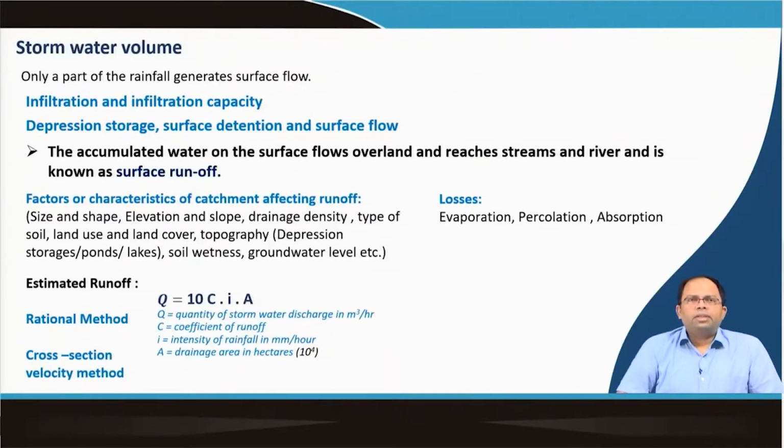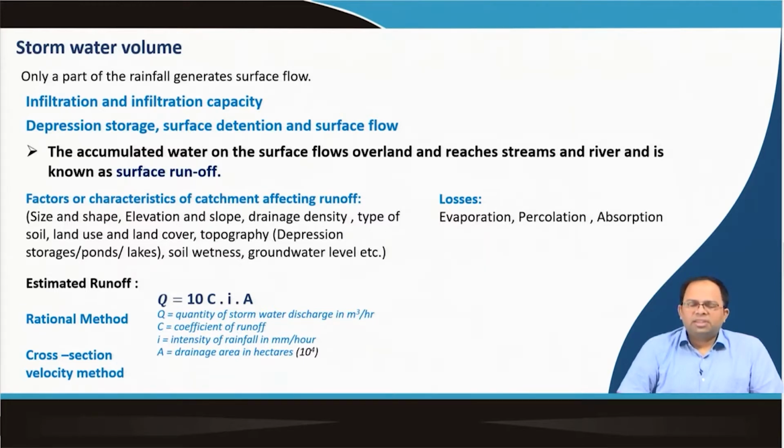So, when we try to determine stormwater volume, we have to understand that only a part of the rainfall generates the surface flows or the eventual stormwater volume. So, why only a part? Because there is infiltration, that means some of the water infiltrates the ground. So, it depends on the infiltration capacity of that particular soil. It also depends on the depression storage. That means there are certain depressions on the ground where water is accumulated. Once these depressions are filled, then only the water starts flowing outwards.